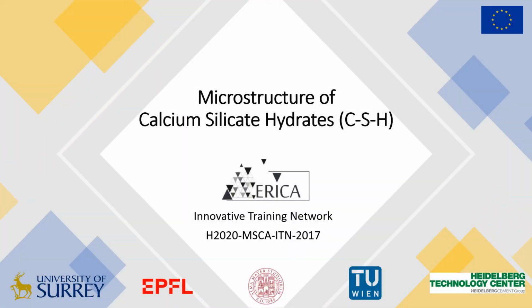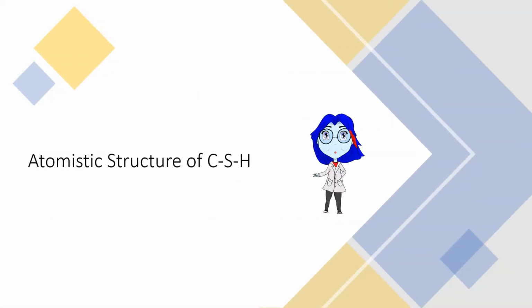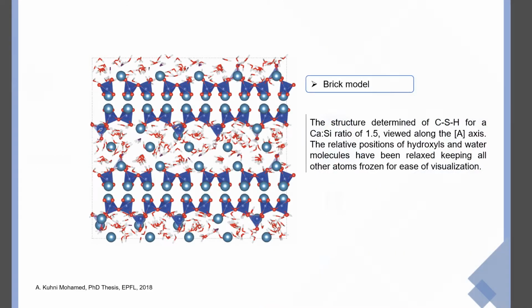The microstructure of calcium silicate hydrates. Hydrated cement systems can be complex in terms of hydration products. Nonetheless, CSH is the hydration product that occupies the majority of the space in a hydrated cement paste, and it's responsible for many important processes. So to understand it, we'll start off with the atomistic structure of CSH.